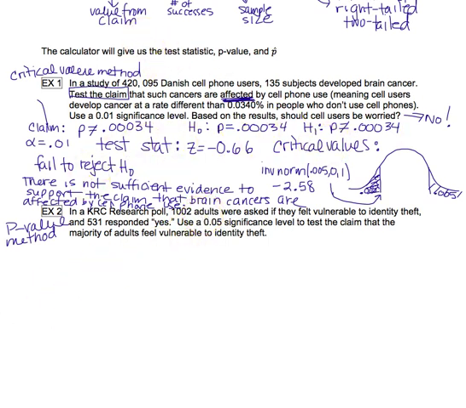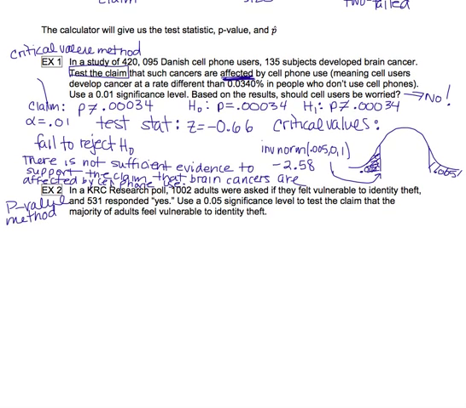All right. So just one more example, and as I said before, we're going to use the p-value method on this one. So make sure in your homework that you're rotating. In a KRC research poll, 1,002 adults were asked if they felt vulnerable to identity theft, and 531 responded yes. Use a 0.05 significance level to test the claim that the majority of adults feel vulnerable to identity theft.